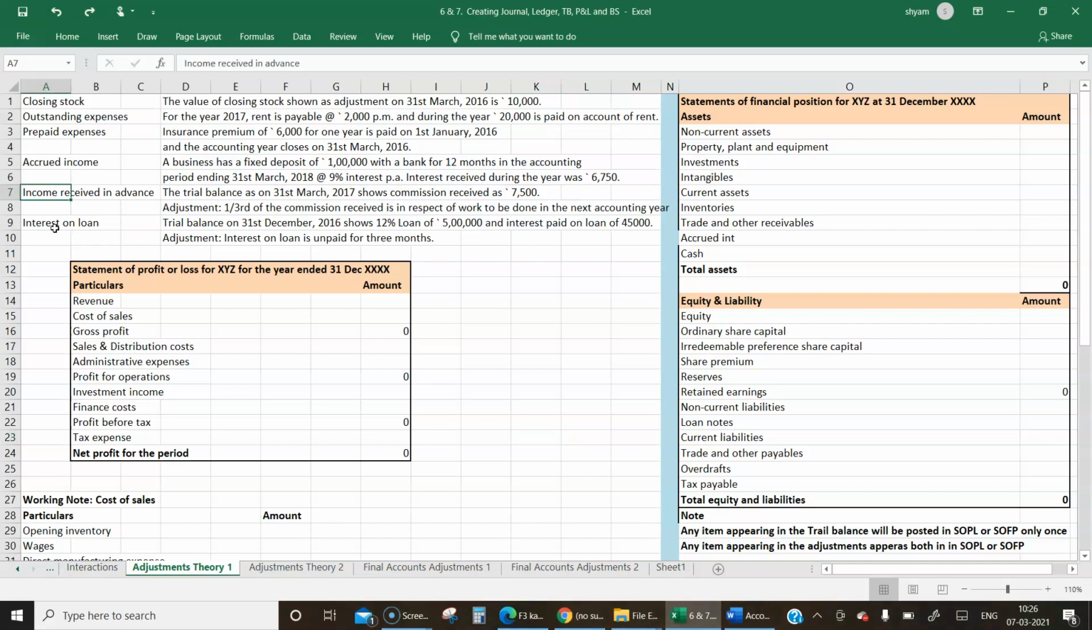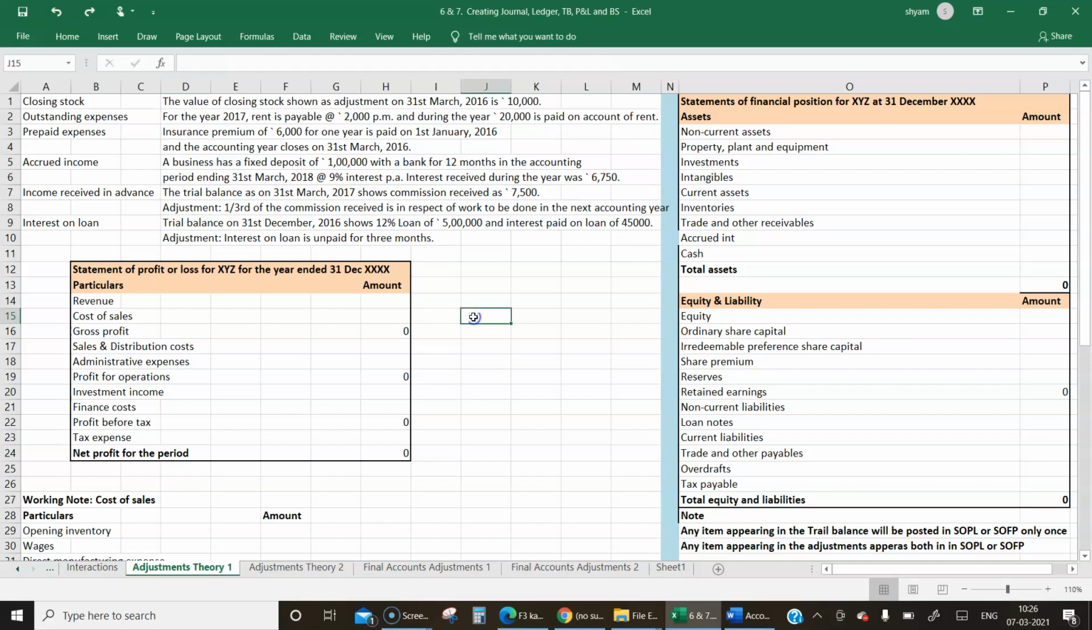So the next one is interest on loan. You could see here the trial balance on 31st December 2016 shows a 12% loan of 5 lakhs and interest paid on loan 45,000, and the adjustment is interest on loan is unpaid for 3 months. So again it's an outstanding expense. Treat that in the same way.